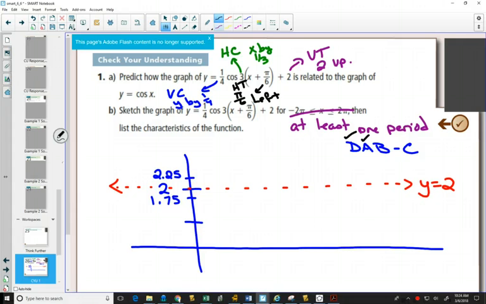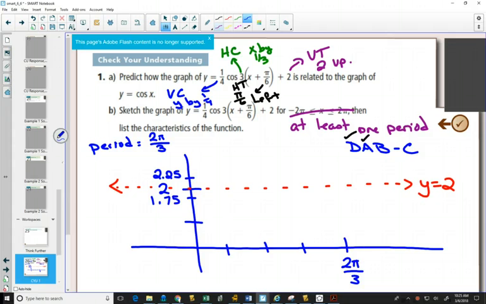We use our B value to determine our period. And remember that our period is always 2 pi divided by your B value, and since your B value is 3, it'll be 2 pi over 3. So we go along our x-axis and we mark 2 pi over 3 and divide it into 4 equal sections.